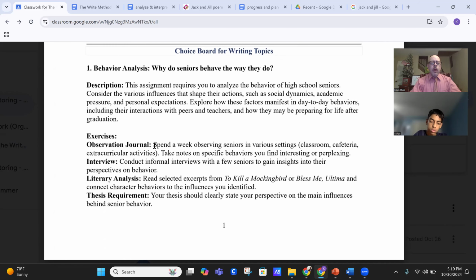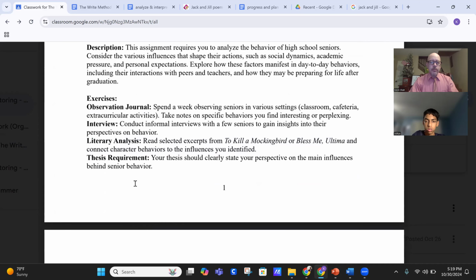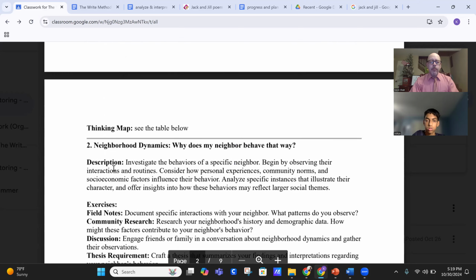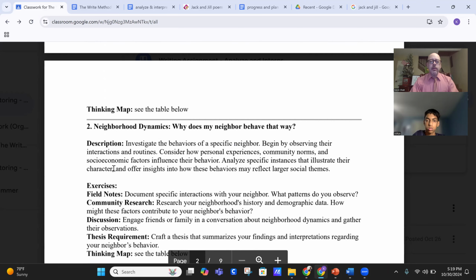I've given you some journal tips here. So these are basically some exercises to prepare you for this. Literary analysis, I don't know why that's there. I think that's a mix-up right there. Look at thesis requirements. So your thesis should clearly state your perspective on the main influences behind senior behavior. So is it getting through high school? Is it adulting, becoming adults? Is it something else, right? Is it competition?